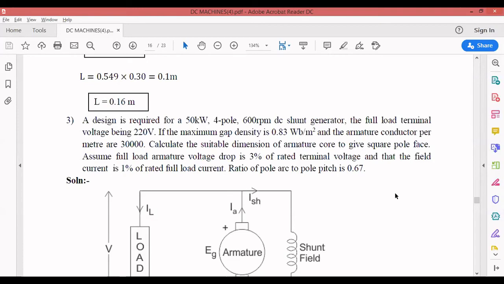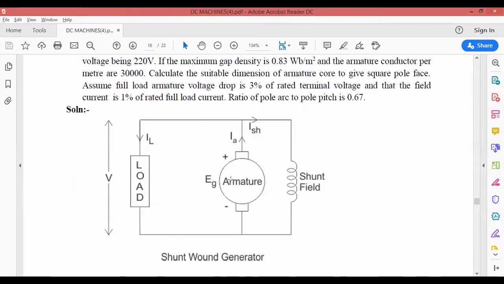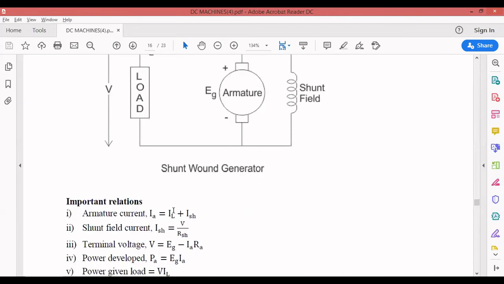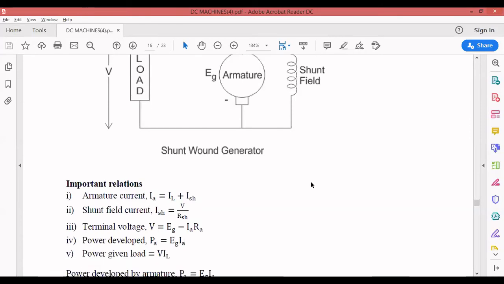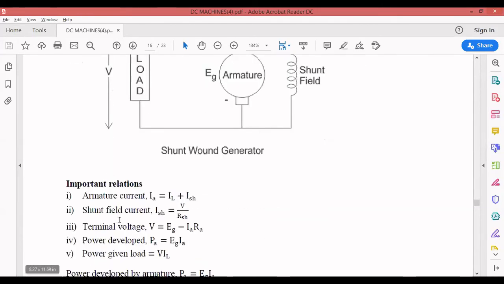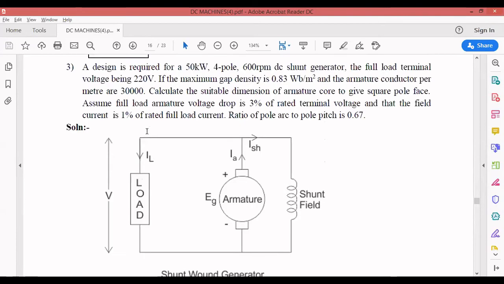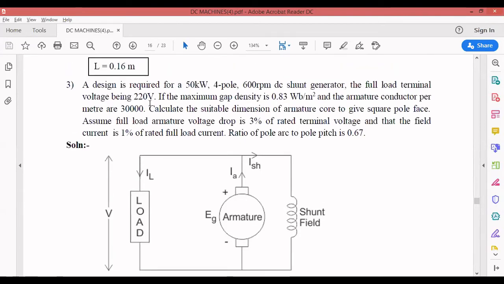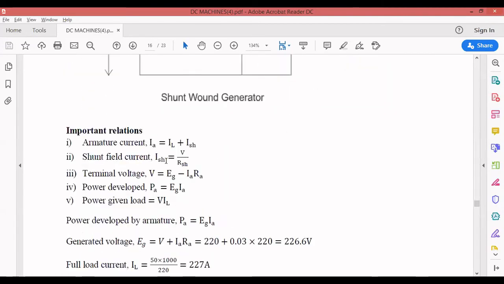Then how do you calculate PA? Let's see. This is nothing but your shunt generator, and these are some important relations everyone already learned in DC machines. So I is equal to what? IL plus Ish. Shunt field current Ish is nothing but V divided by Rsh. V is nothing but your terminal voltage given in the problem. What is the terminal voltage given in the problem? This is 220 volt. So Ish is nothing but V divided by Rsh.